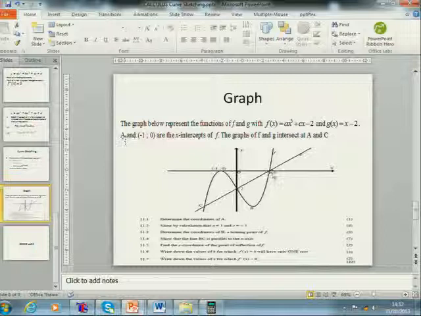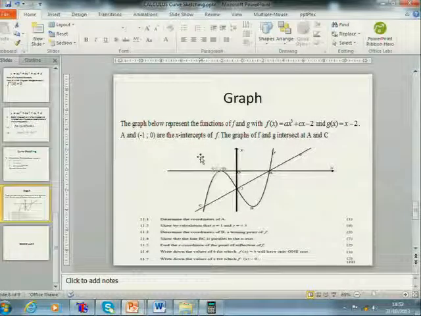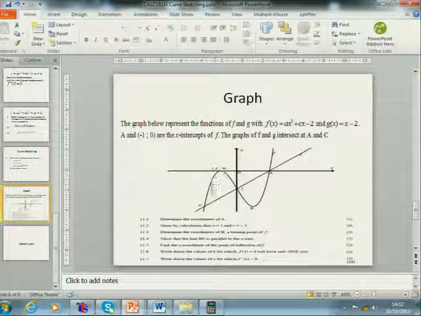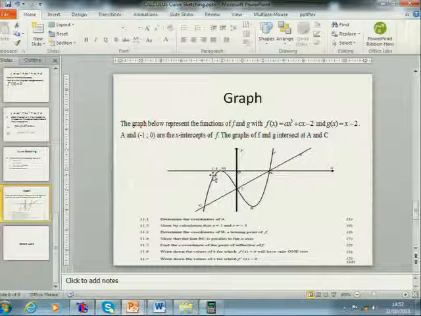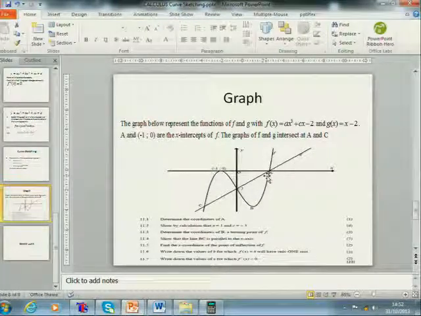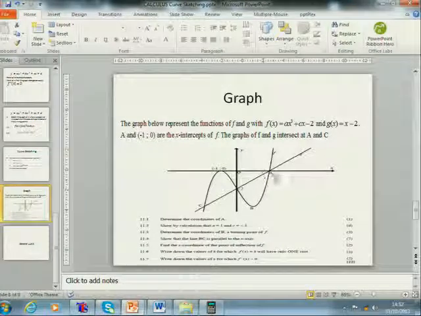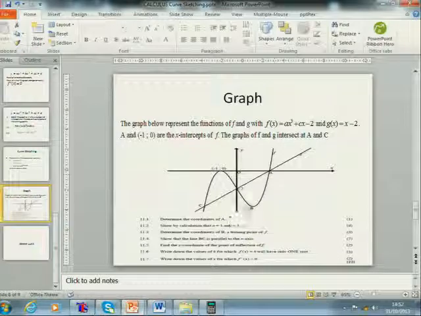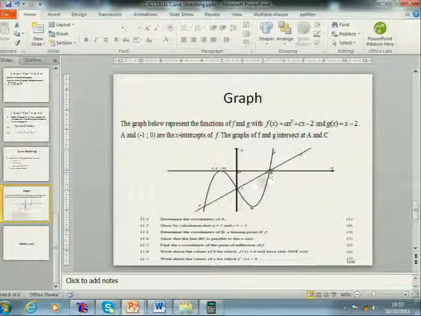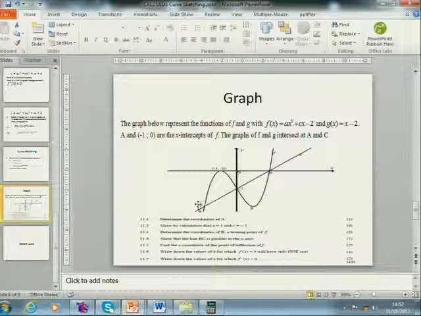Point A, which is here, and this one, which is (-1, 0), are given. Those are the x-intercepts. Therefore, the graph has the x-intercepts at this given point and at point A. What we need to find in this case: the graphs also intersect at A and C. The two points A and C are the points of intersection.